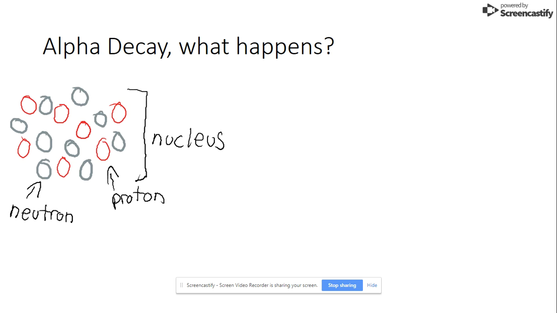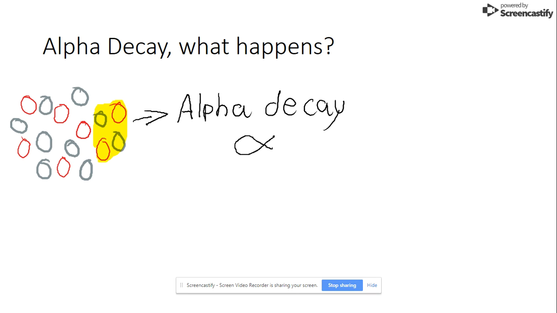Target 2. Alpha decay. What happens? So, this is a nucleus from an alpha decay. The gray circles are neutrons, and the red circles are protons. In order for a nucleus to become more stable, there has to be an alpha decay particle that is emitted.